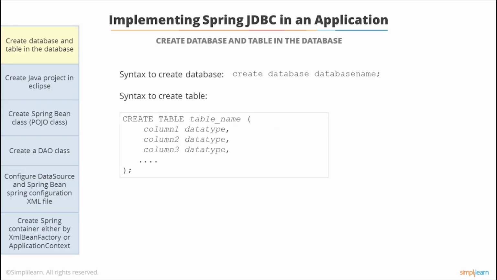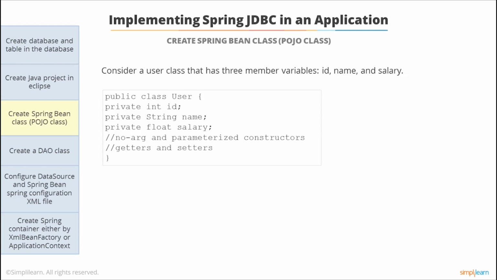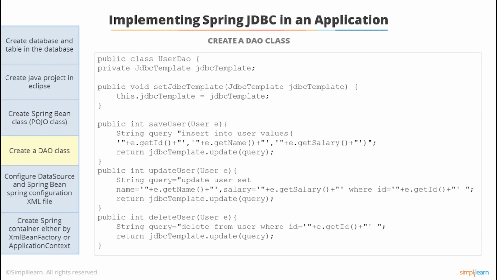For implementing Spring JDBC in an application, we create a database and table in the database. The syntax to create a database is create database name, and the syntax to create the table is create table name with the respective columns. Next step, we create a project in Eclipse. Then we consider a user class that has 3 member variables: ID, name and salary. We then create a DAO class where we create an object of JDBC template. We set it in the constructor. Then to save the user, to update the user and to delete the user, we actually write string queries and pass them to the jdbcTemplate.update method.